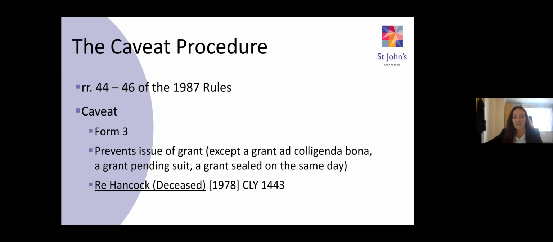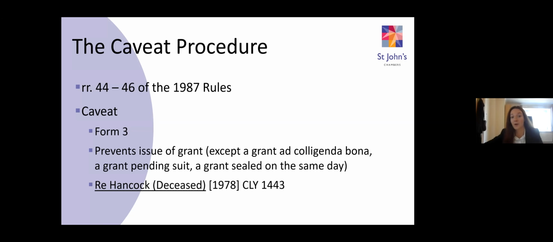Under those rules, a caveat is obtained using Form 3, which can again be found at Schedule 1 to those rules. And a caveat prevents any grant from being issued, apart from grants of the following kinds. So firstly, a grant to deal with specific property which might be endangered by delay in administration.